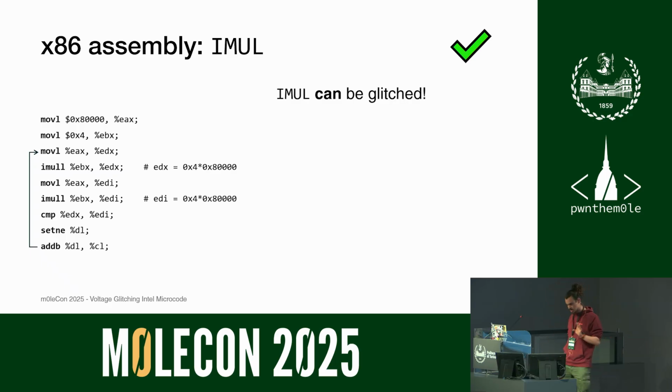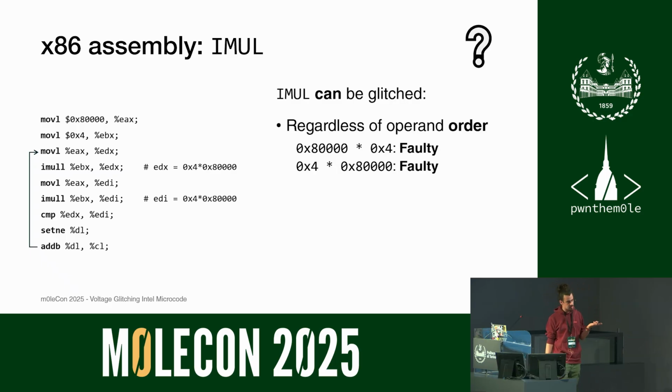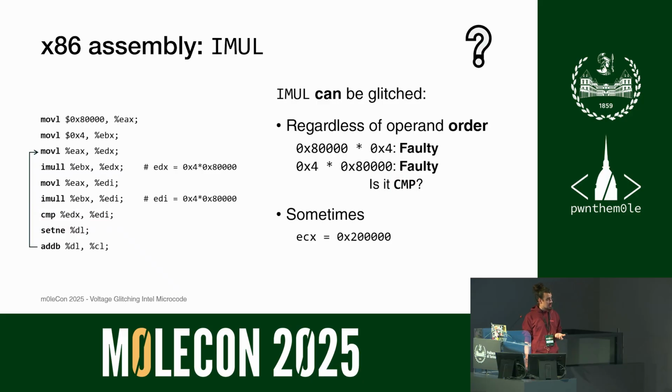And yeah, OK, we can glitch imul, even though the PMIC is not the best. We can actually do that. That's nice. But weirdly, we don't really care about the operand order. If you swap them, it doesn't really matter. So the question is now, are we actually glitching imul, or are we maybe glitching the comparison? Because technically, the comparison shouldn't be affected by the glitch according to the previous research. But maybe, since we are actually seeing this, that's not the case.